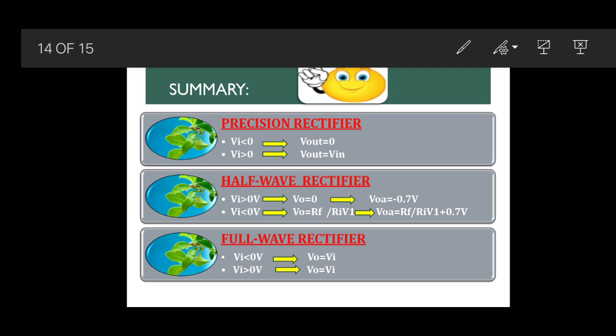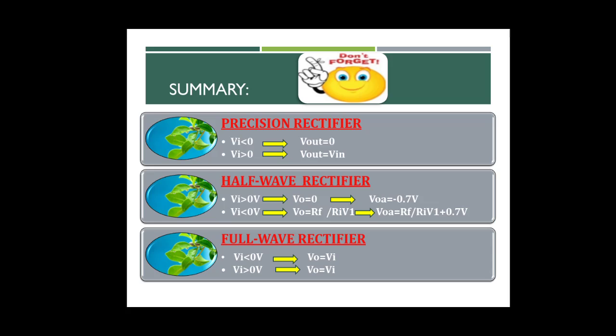Next is the full-wave rectifier's circuit performance. When Vi is less than 0 volt, the output voltage V0 equals minus Vi. And when Vi is greater than 0 volt, the output voltage V0 equals Vi. And next we saw the peak value detector and the limitation of the precision rectifier, and it can be overcome by the modified precision rectifier. Thank you.